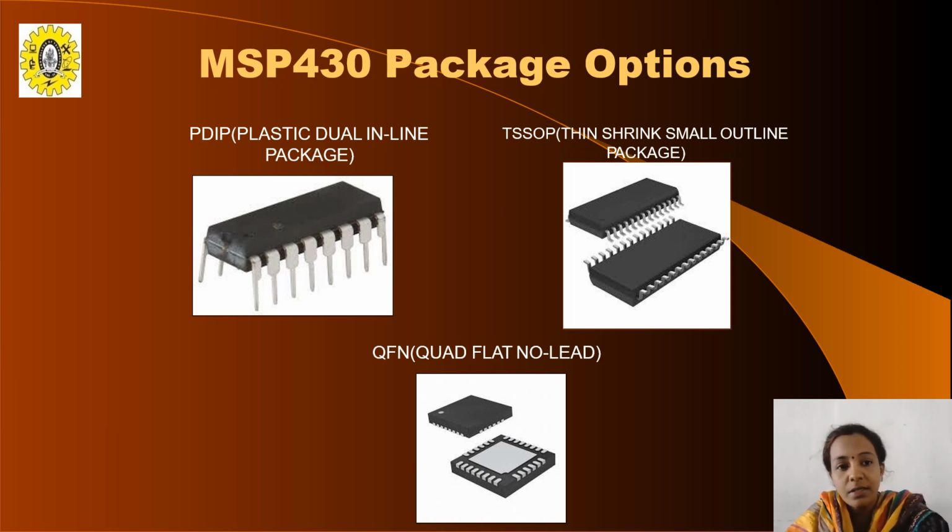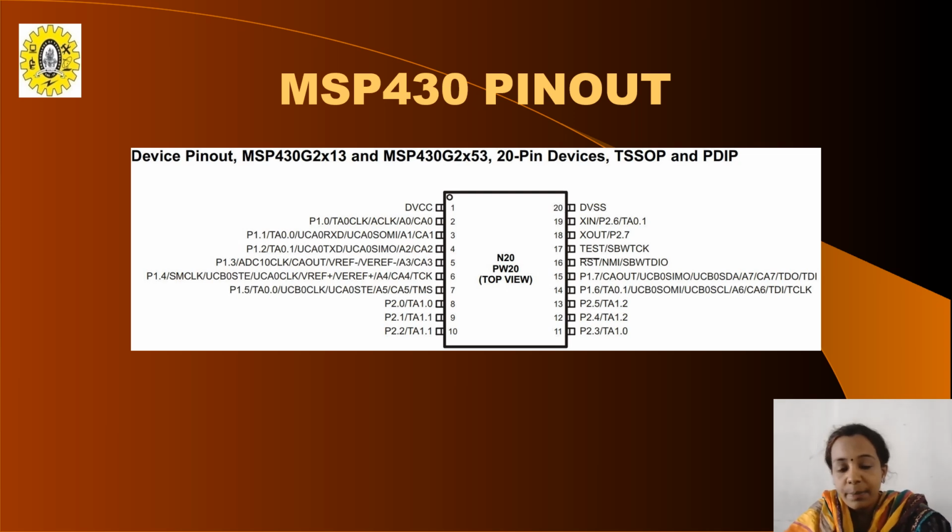So the first one is PDIP, Plastic Dual Inline Package. Next one is TSSOP, Thin Shrink Small Outline Package. And next one is QFN, which is an advanced one, Quad Flat No Lead. So these are the pin diagrams. We have three pin diagrams for MSP430 microcontroller architecture.